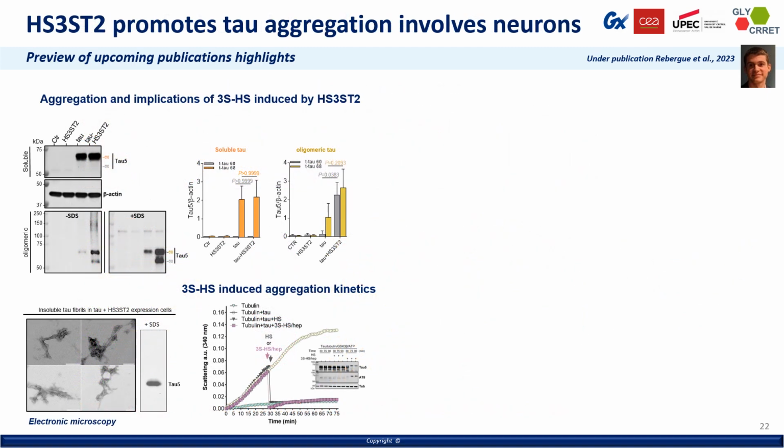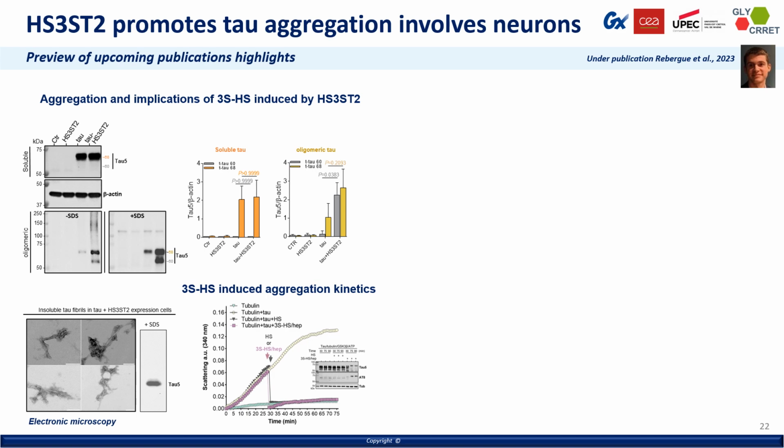Here I show you another highlight from the paper of Rebecca et al. that is under publication. So here we have again the aggregation and implication of the product and the enzyme based on Western blot. You already know that we have soluble tau expression in the tau cell line, but also in the cell line with the enzyme and the tau expressed. And then we can have oligomeric tau expression only in the cell line with the tau and the heparan sulfate 3-O-sulfotransferase 2, whether this is in the denatured or slightly denatured condition.